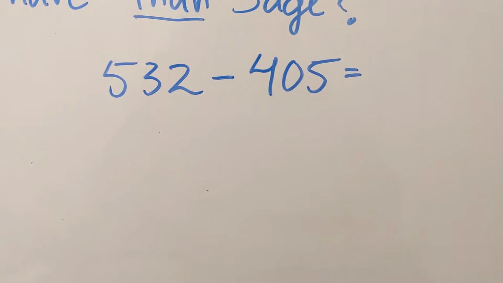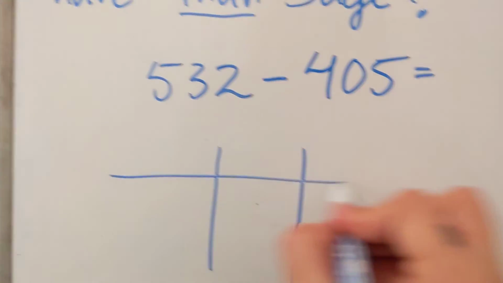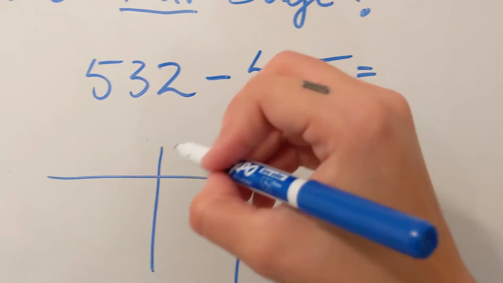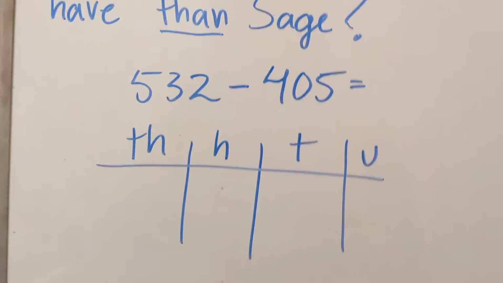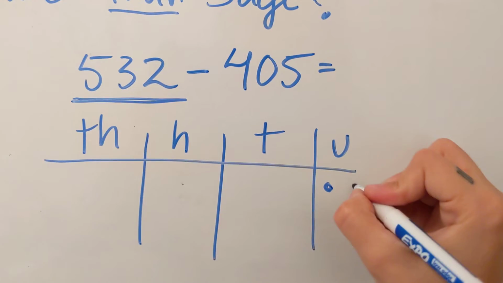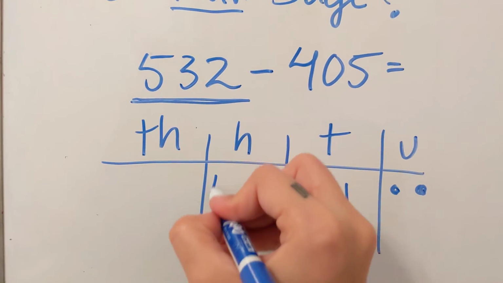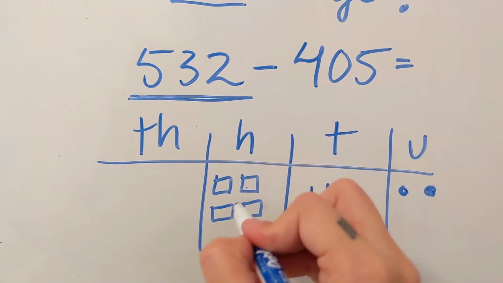All right. So I'm going to start with my place value chart. So remember, I have my units, my tens, my hundreds, and my thousands. Because it's subtraction, I'm only going to draw the biggest number. So I have 2 units, I have 3 tens, and I have 5 hundreds.